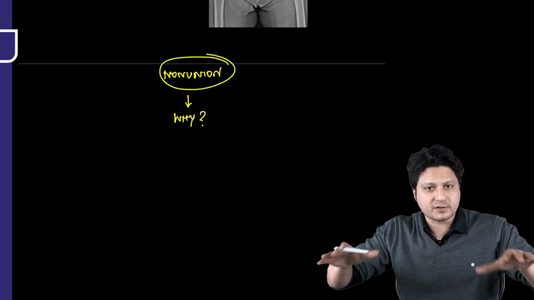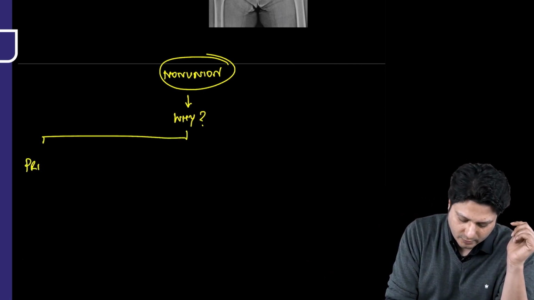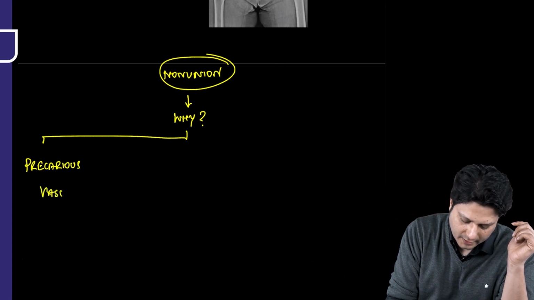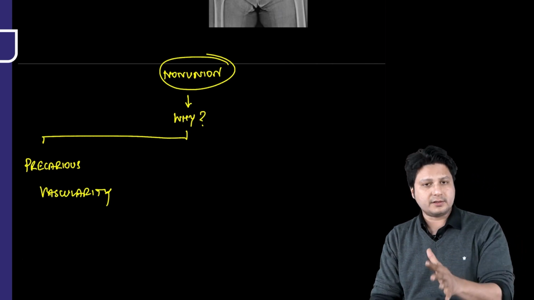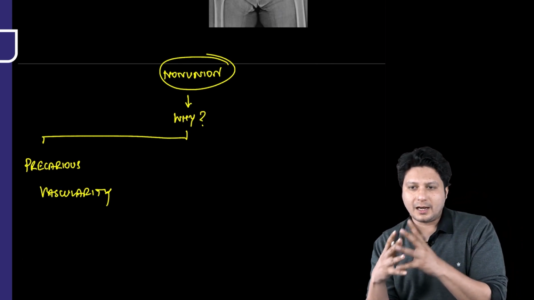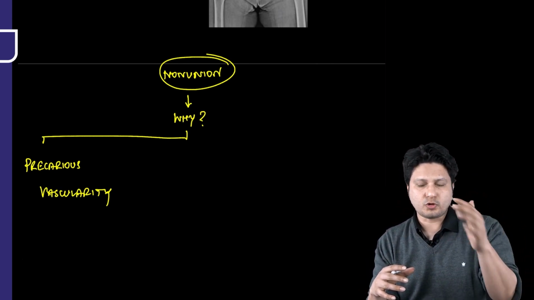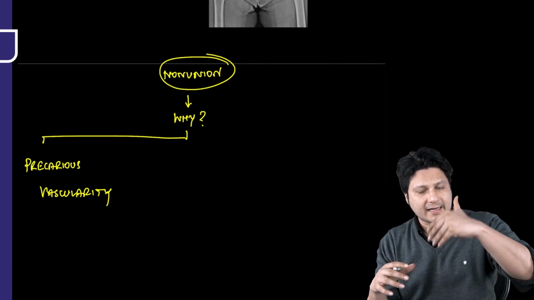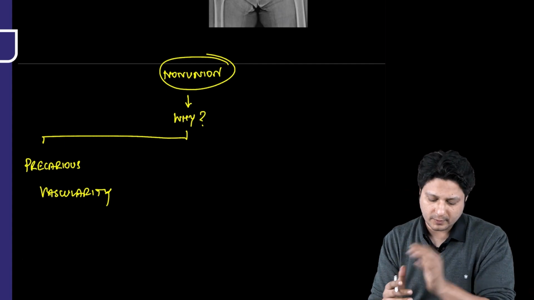So there are 3 reasons attributed to this. The first reason is precarious vascularity. You know, as far as the vascular arrangement to the head and proximal neck of the femur is concerned, it is not efficiently vascular. It is a relatively non-vascular structure. So if there is a fracture, because of precarious vascularity, the possibility of non-union is increased multifold.